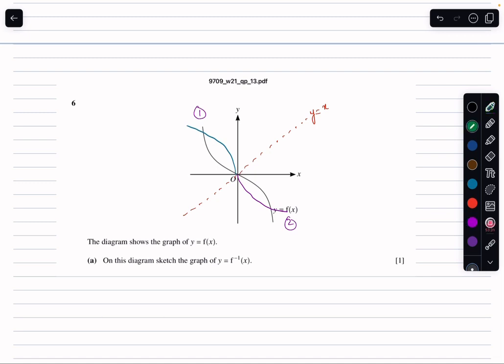So for my inverse function, the graph should be the curve which goes like this. This is going to be my f inverse function here. The trick is to divide it into two quadrants and then reflect the curve in each quadrant along the line y equals x.